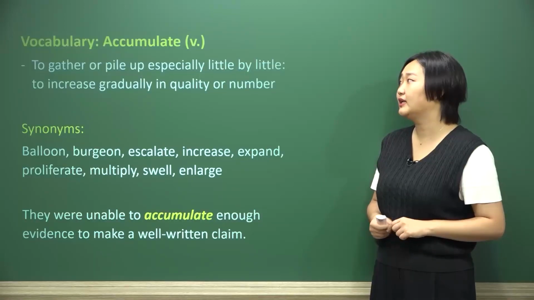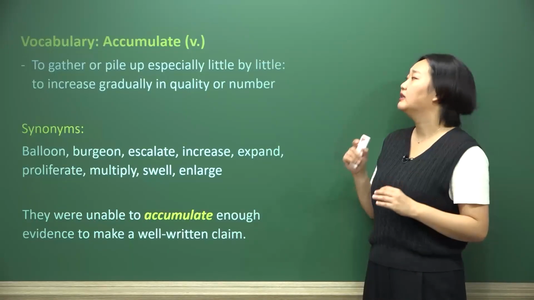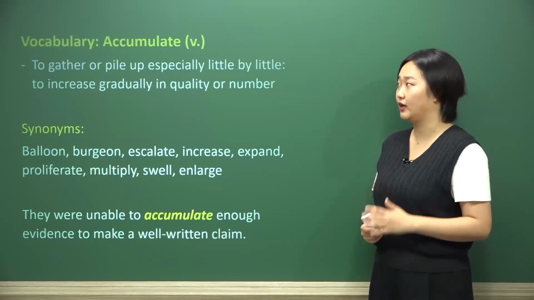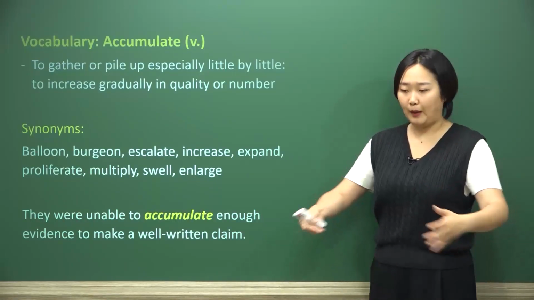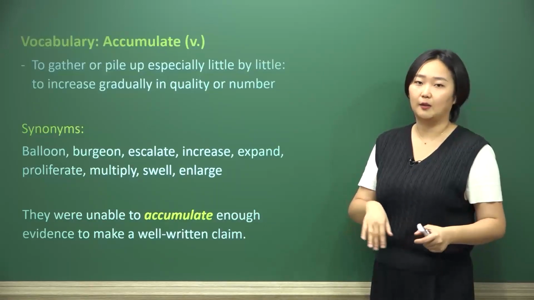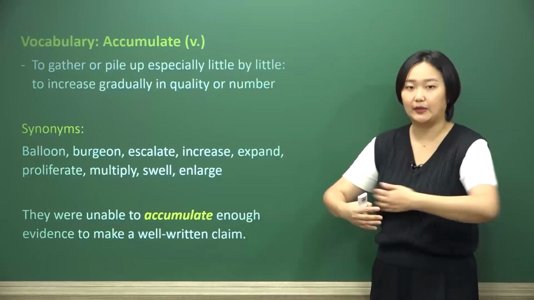Then we have accumulate. So this is a verb meaning to gather or pile up, especially little by little, or to increase gradually in quality or number. So to accumulate something is to gather something, to pile it up. If you're gathering stuff, you're not neatly putting it in a box or keeping it flat, but oftentimes if you're accumulating, you are gathering like this, okay?